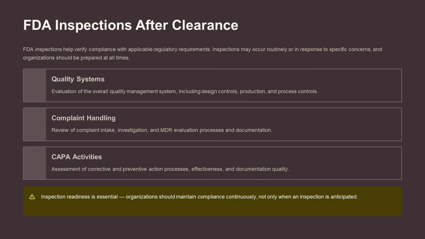FDA inspections help verify compliance with applicable regulatory requirements. Inspections may occur routinely or in response to specific concerns, and organizations should be prepared at all times. Assessment of the overall quality management system, including design controls, production, and process controls, is essential. Review of complaint intake, investigation, and MDR evaluation processes and documentation is crucial. Assessment of corrective and preventive action processes, effectiveness, and documentation quality is necessary.